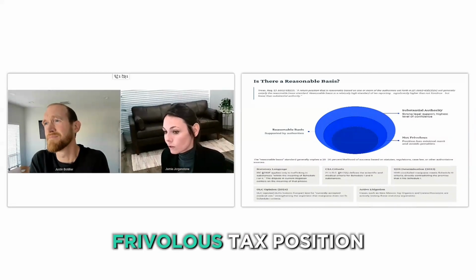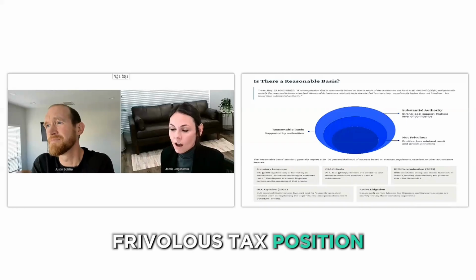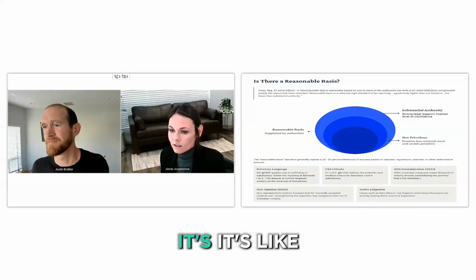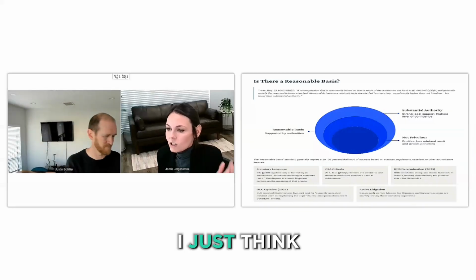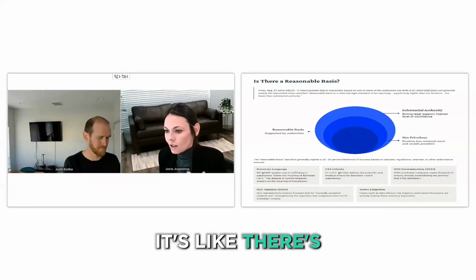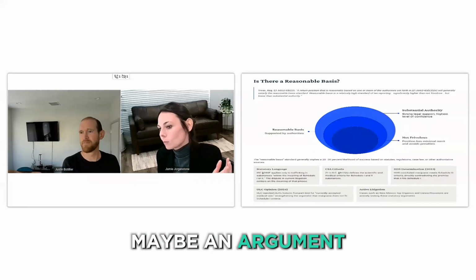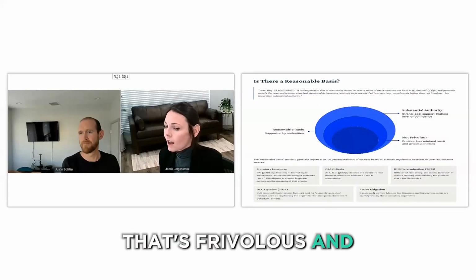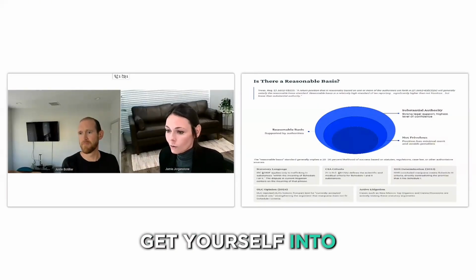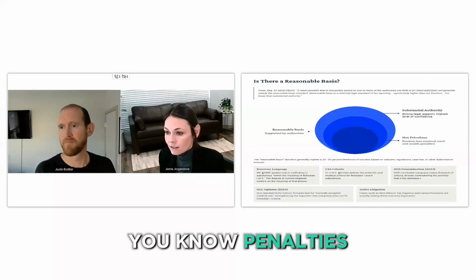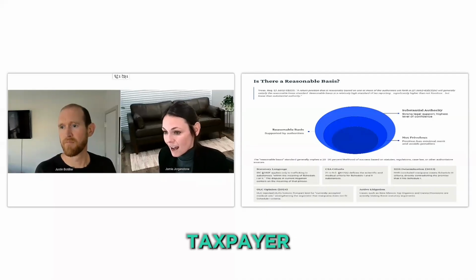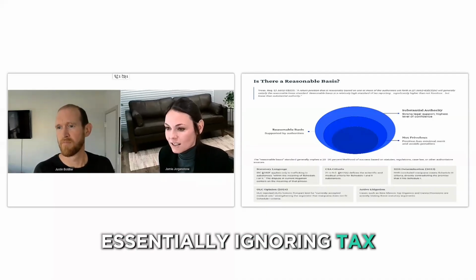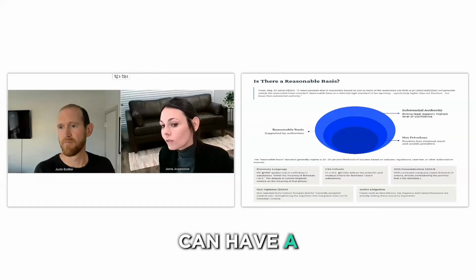You can have what's called a frivolous tax position, which means you're just saying, I just think it should be this way. There's maybe an argument for it, but it's not supported by any authority. That's frivolous, and that's how you get yourself into penalties and a bad situation as a taxpayer. You're essentially ignoring tax law at that point. And then you can have a reasonable basis.